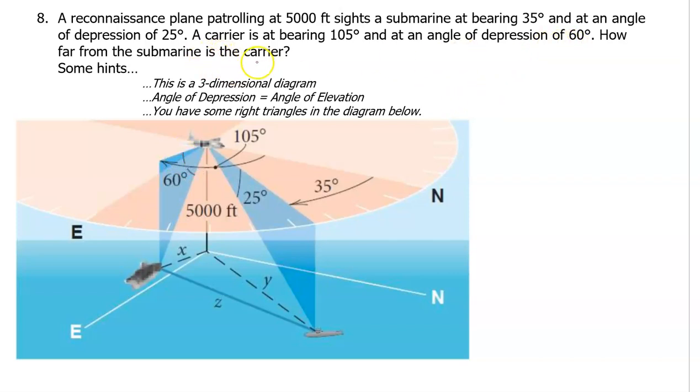How far from the submarine is the carrier? So our ultimate goal is to find Z, the distance between the carrier and the submarine. Well, guess what? First we're going to find X, then we're going to find Y, and then we're going to find Z. So this is a multi-step problem. The good news is to find X, we have a right triangle happening here. So we're not going to use the law of sines or law of cosines. We're just going to use good old-fashioned trigonometry.